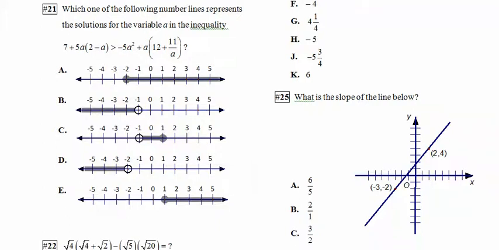Which one of the following number lines represents a solution? This is a great example of where we need a little space. Since I don't really have space, I'm going to just jam it up here as best I can. 7 plus 10a minus 5a squared greater than negative 5a squared plus 12a plus 11, and cancel these on both sides. I can move the 12a over. I can move the 7 over.